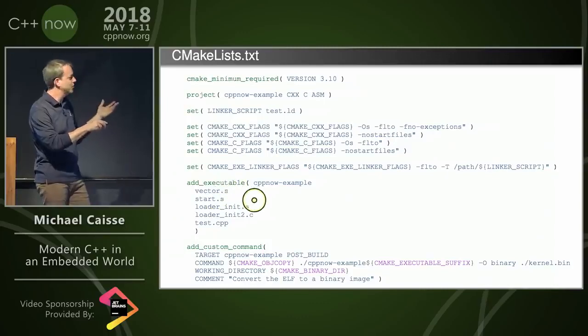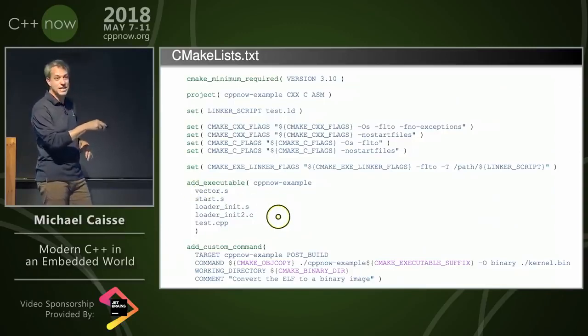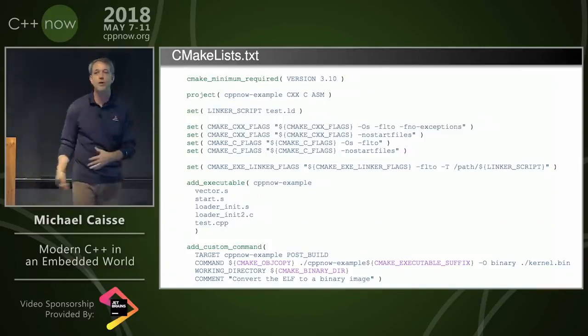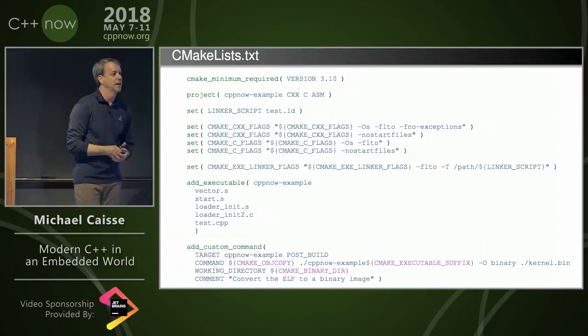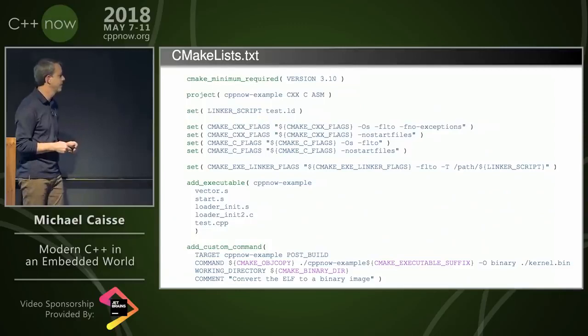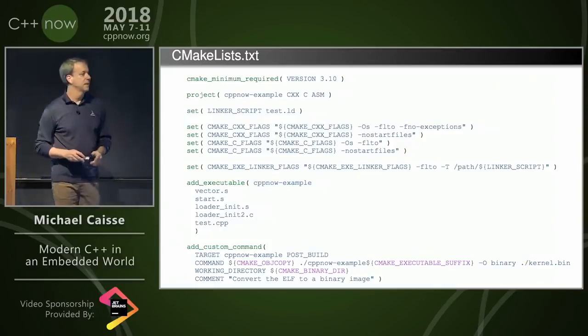We're going to write some assembly for startup. We're going to have some assembly of our vector table. We're going to have some assembly about the loader init. And then I'm done writing assembly, and I'm going to write the rest of the loader in C, which will eventually call main. So this is all the stuff that runs before main. It gets the chip working the way it's supposed to, sets up interrupts properly, things of that sort. And then we're going to add a custom command. This is that custom command using the objcopy that I was mentioning before, where we take whatever was just built, this ELF format, and output that in a binary format.